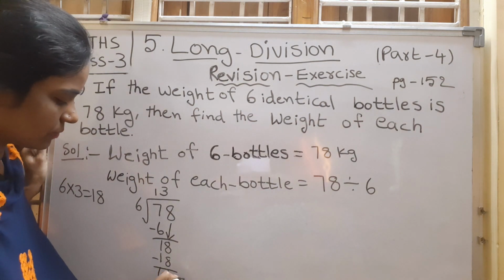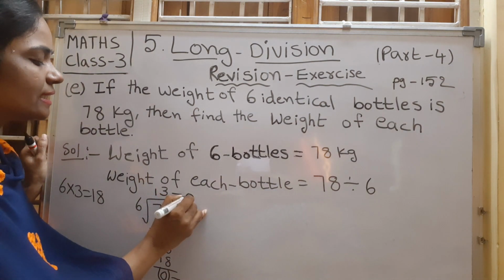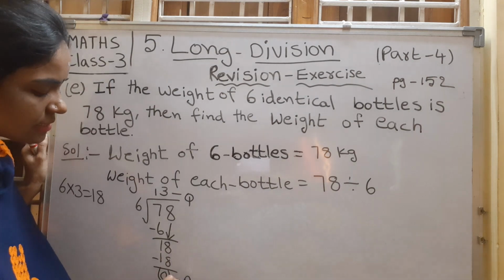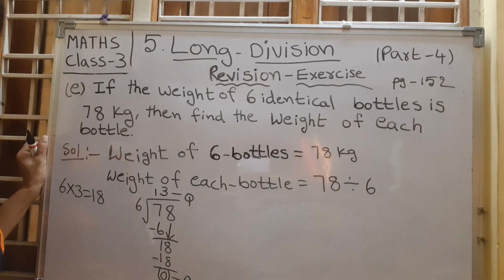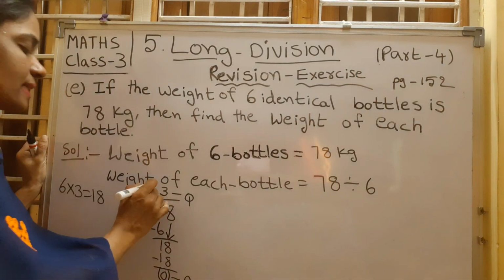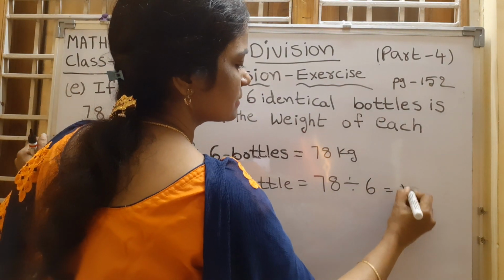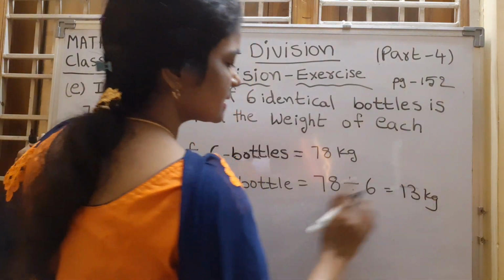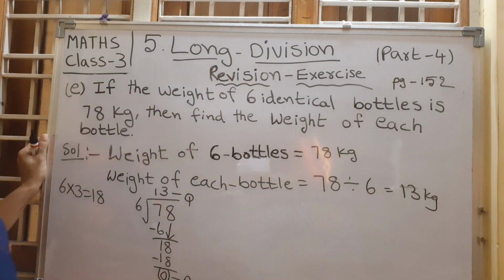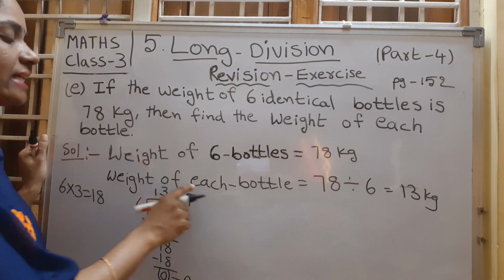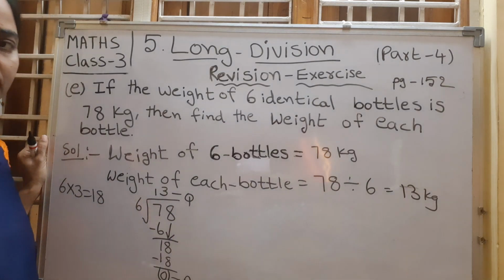Yes, 0. So what is the quotient here? 13. Remainder is 0. So we know that the quotient is the answer. So 13. So what is the answer here? 13 kgs. 78 divided by 6 is 13. 13 kgs. So the weight of each bottle is 13 kgs.